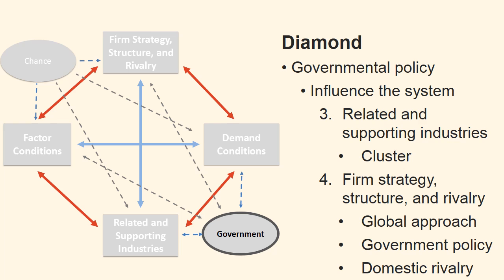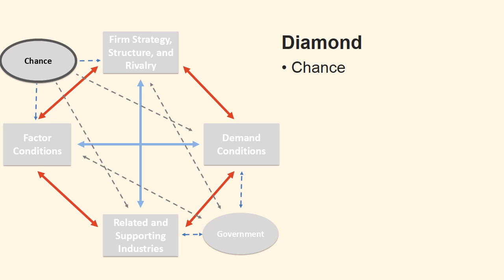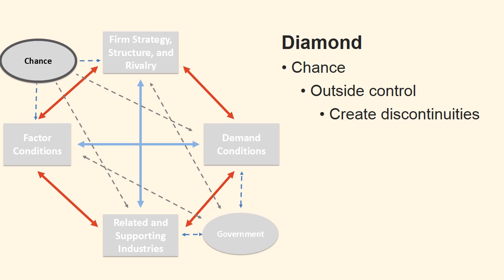Now follows the last of the determinants that are influencing the four main determinants. This is chance. Chance events are developments outside the control of firms and usually the nation's government, such as pure inventions, breakthroughs in basic technologies, wars, external political developments, and major shifts in foreign demand. They create discontinuities that can unfreeze or reshape industry structure and provide opportunity for one nation's firm to supplant another's.